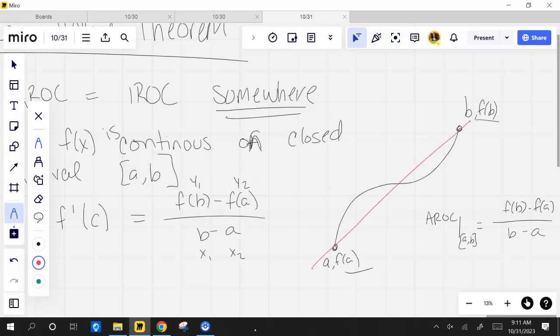What that's saying is somewhere at least one time on this graph, the instantaneous rate of change, or the slope of the tan line, is going to be that value. And you can literally see that here, somewhere on here, maybe there, and maybe even again here. But at least one place on here, the slope of the tan line is going to equal the average rate of change. Does that make sense? That is mean value theorem. AROC has to equal IROC somewhere. But it's got to be continuous on a closed interval.